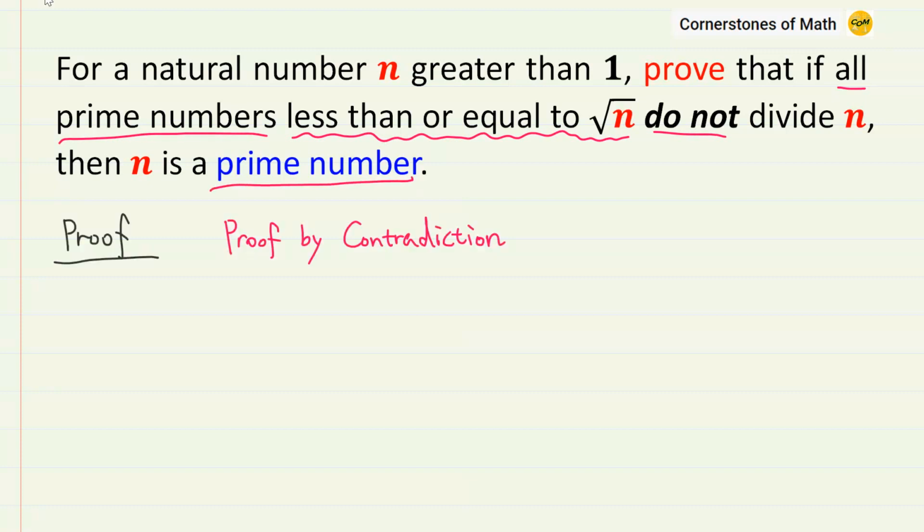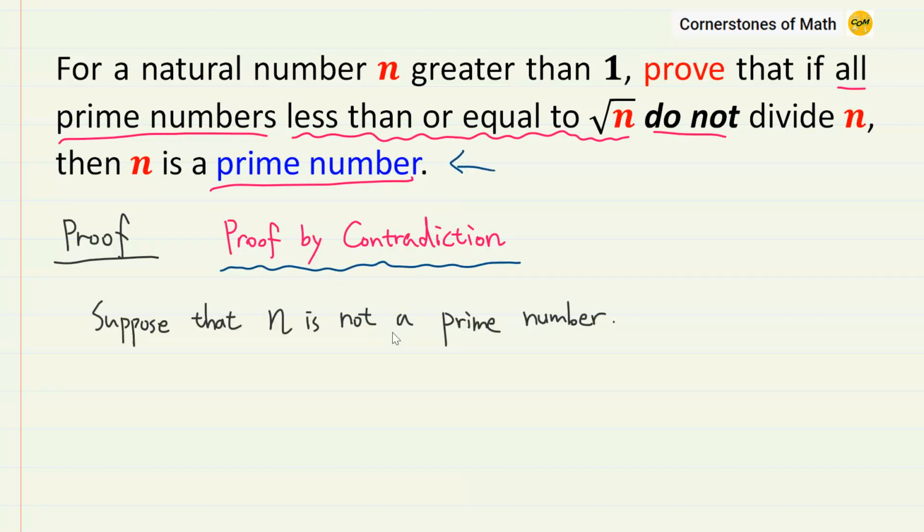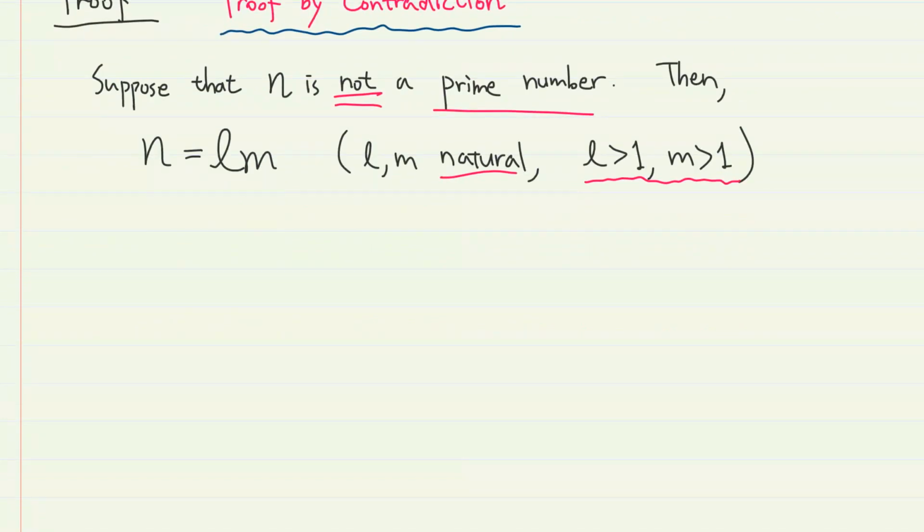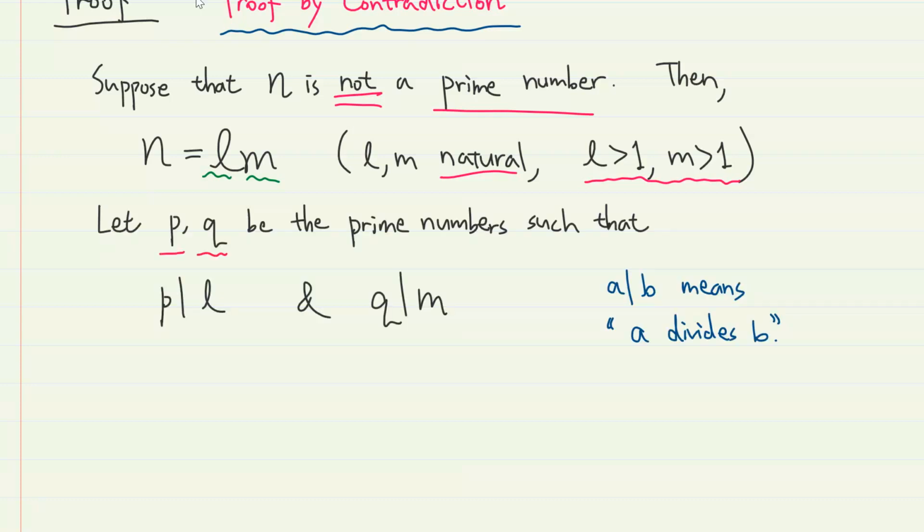For the proof, we use the famous proof by contradiction. So let us deny the conclusion and suppose that n is not a prime number. Then we can write n as L times m for some natural numbers L and m that are both greater than 1. Now I will introduce some divisors of L and m, some prime factors of L and m. So let p and q be the prime numbers such that p divides L and q divides m. And these prime numbers p and q definitely do exist.